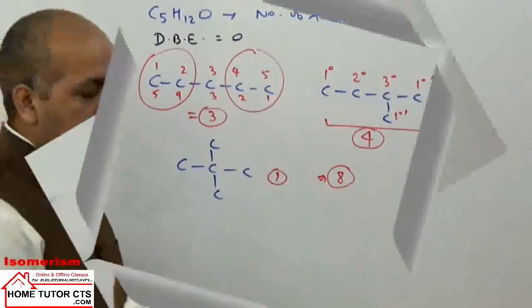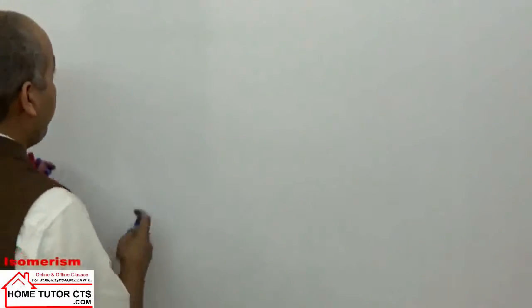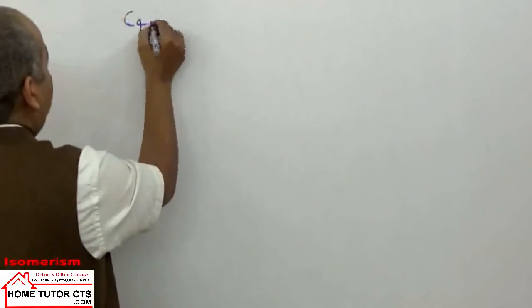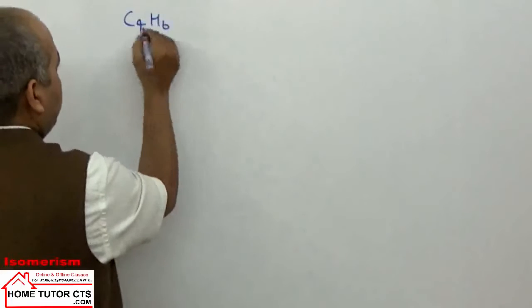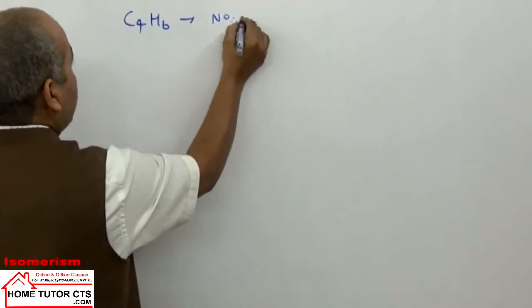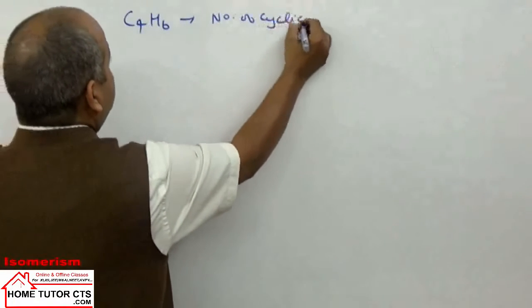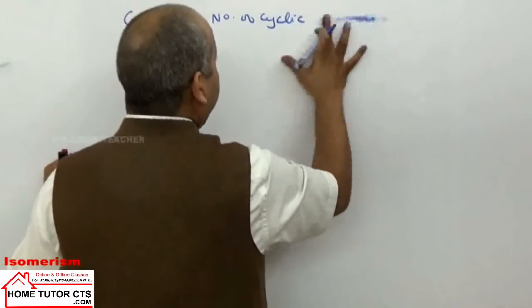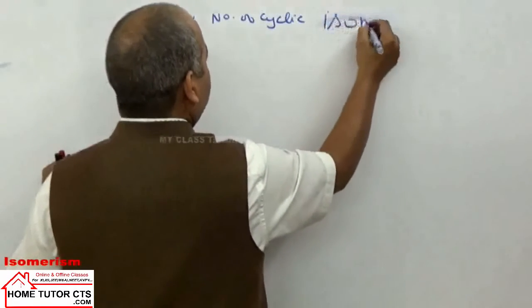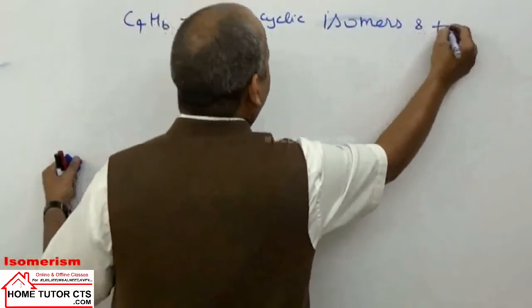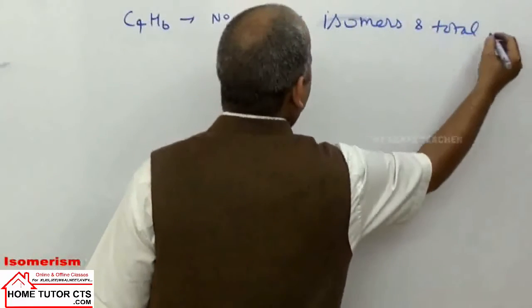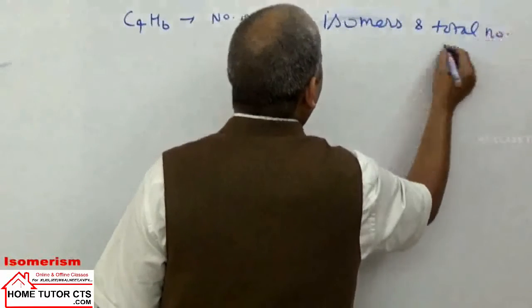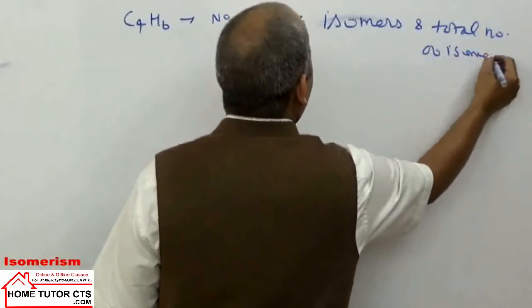Let us take the next example. Now if they ask about one compound with the formula C4H6, find the number of cyclic isomers, and also the total number of isomers.